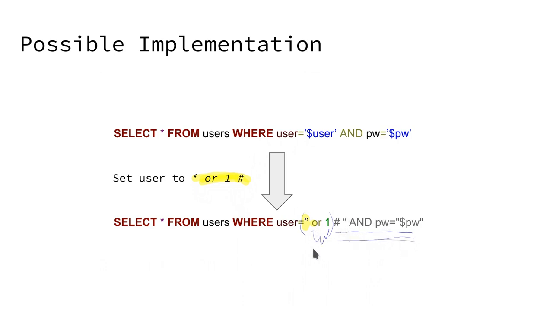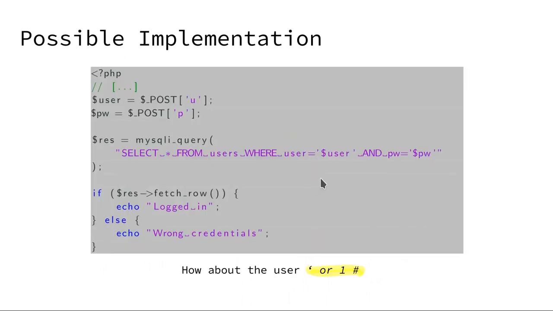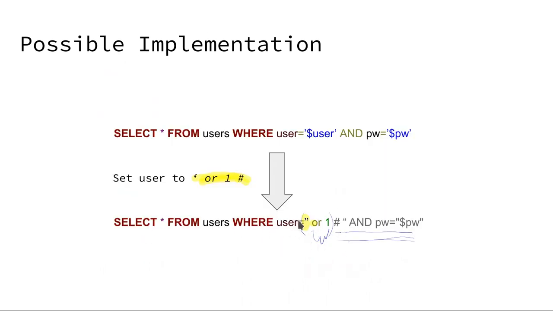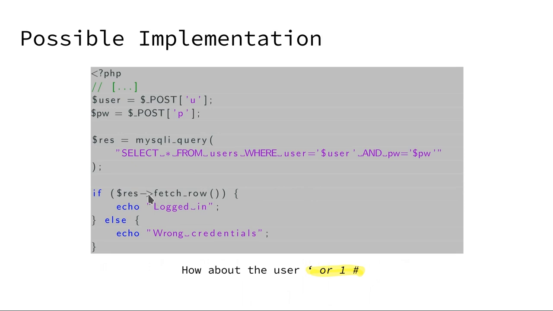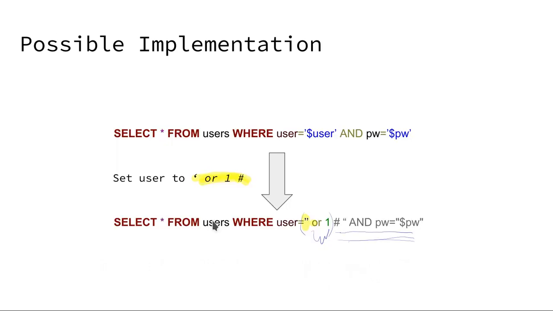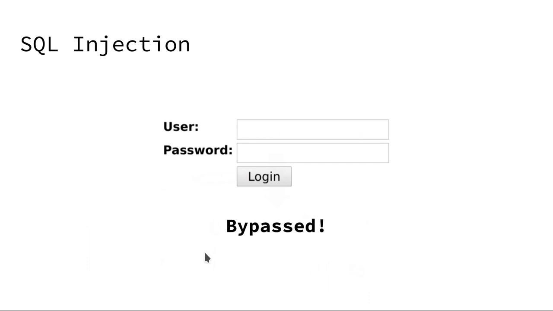So since this query is always true, here we will always get a result, because the database here will just return the first row of the database. So we bypass the login.